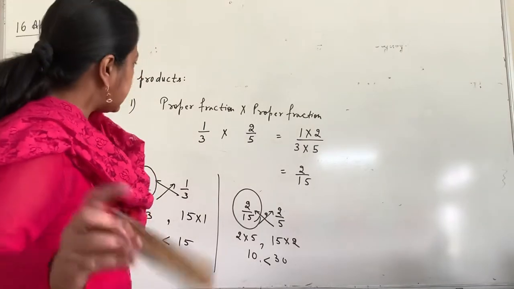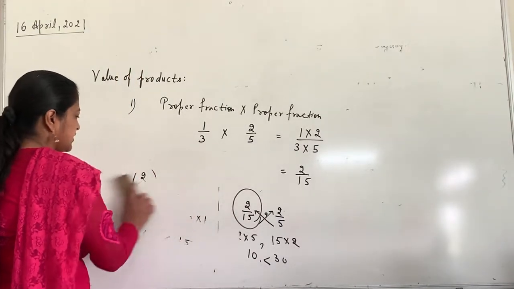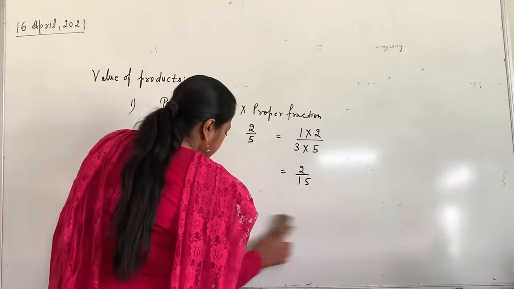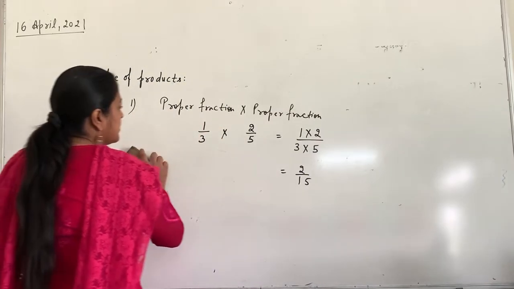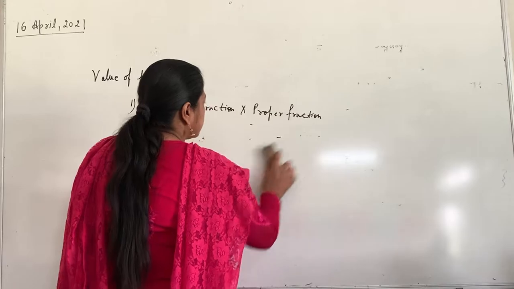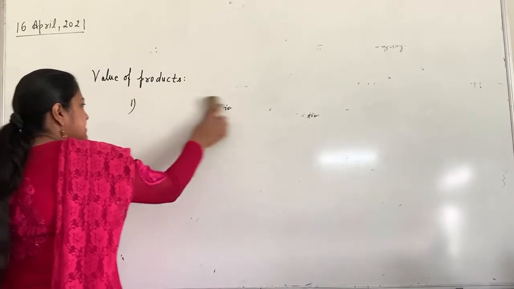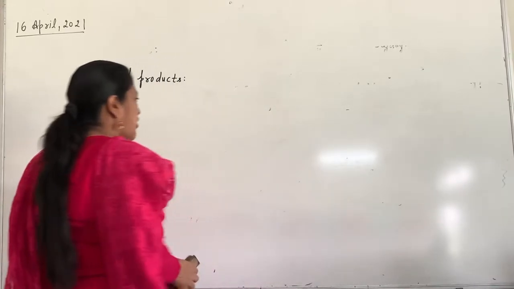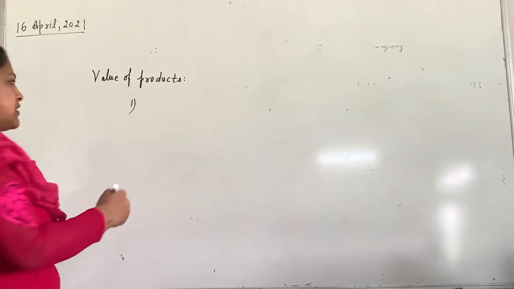Now let us see the second case. This was proper into proper, and the next combination could be improper into improper. So actually these are the results which you can also check. Suppose you forgot in the exam, so you can also check.